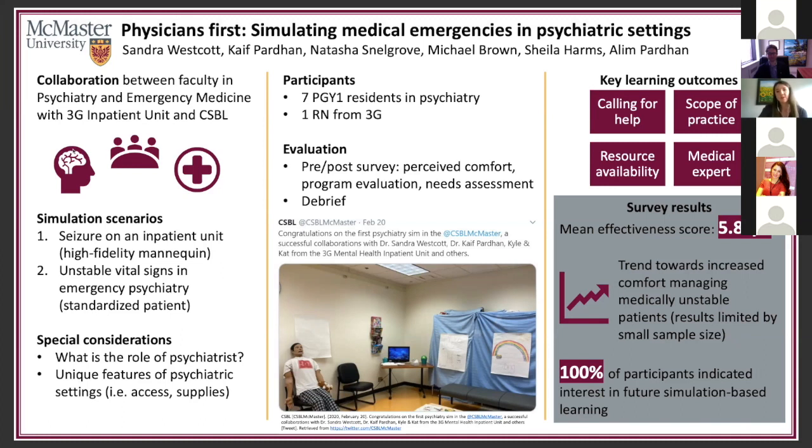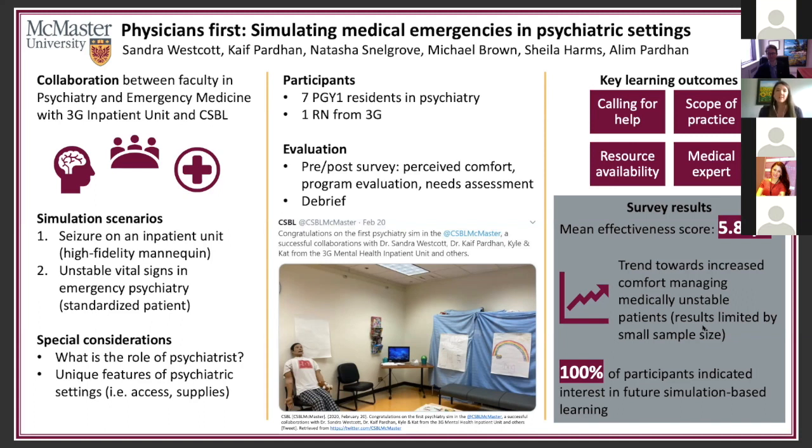We also did a bit of a qualitative analysis around the debriefing, in particular the component where we asked participants to reflect on 1 or 2 key learning points that they could take away to future practices, and found that there were 4 key themes that emerged, and 3 of them are fairly closely related. Those are calling for help, recognizing the scope of practice, and the resources that are available in psychiatric settings. Those tie back to those initial considerations that we were thinking about in how to manage a medical emergency in psychiatry. The 4th theme is around a medical expert role, so things like interpreting an ECG or what to give as abortive medications.